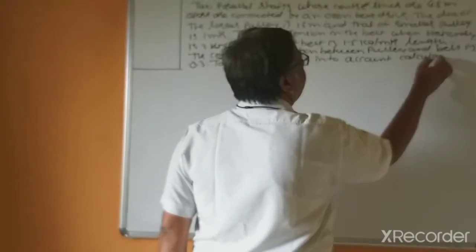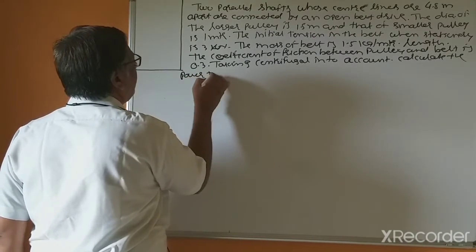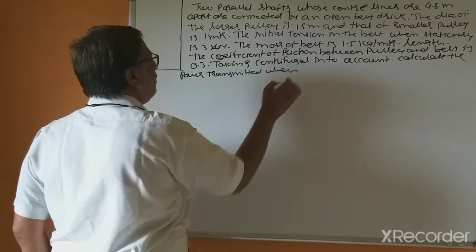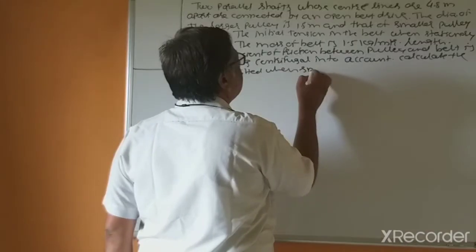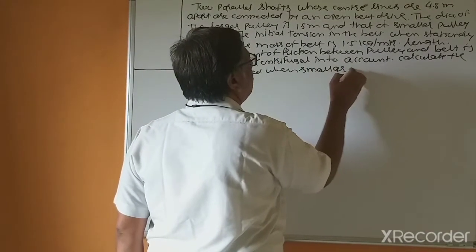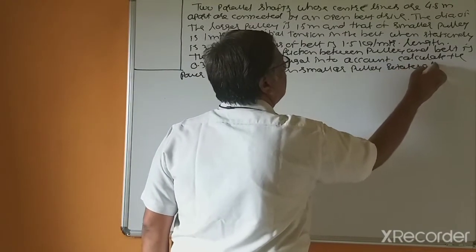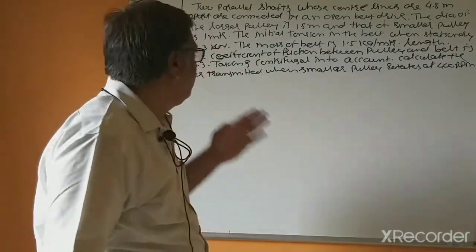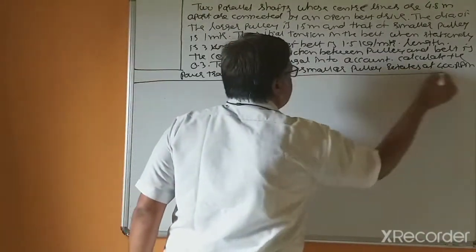calculate the power transmitted when smaller pulley rotates at 400 RPM. So this RPM is given, 400. So only power is to be calculated, so no necessity to extract other data.